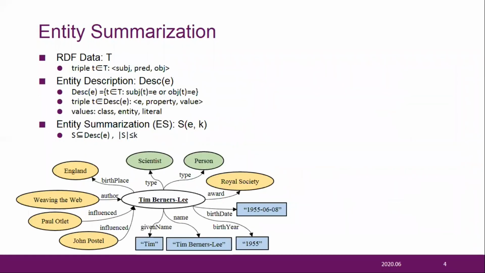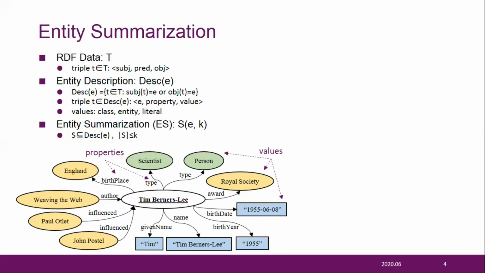Formally, an RDF data T is a set of RDF tuples describing information of real-world entities, where each tuple has three parts: subject, predicate, and object. For a given entity E, the entity description for E consists of the set of RDF tuples which describe this entity. That is, this entity appears as the subject or object of the tuple. Since all these tuples have this entity as a common part, we can present each of these tuples as a property value pair of entity E.